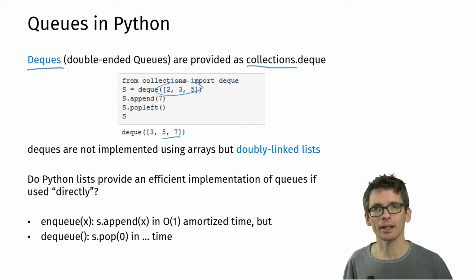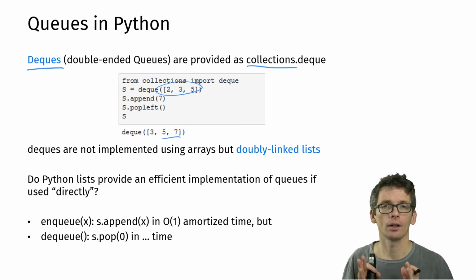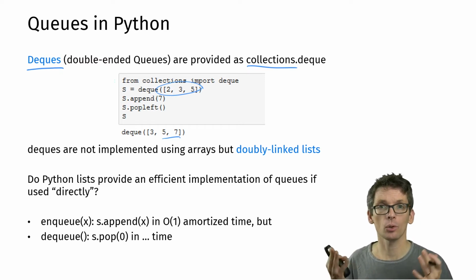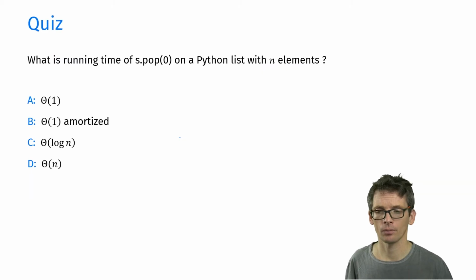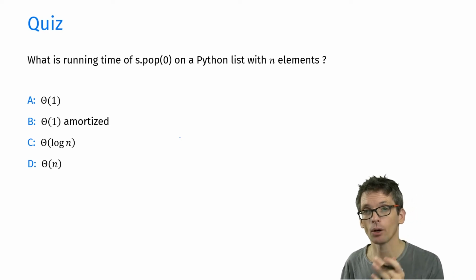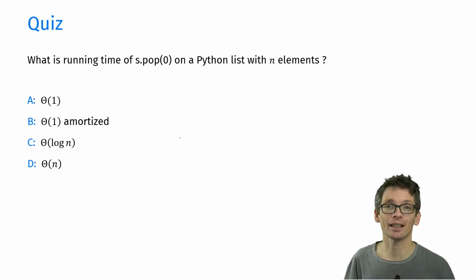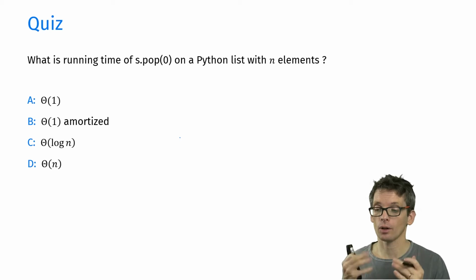Yeah, so this would be a naive implementation of a queue using a Python list. So this naive implementation, how expensive is the pop? What's the running time of pop 0 on a Python list with n elements? Is it constant? Is it amortized constant? Is it order log n, or is it even linear?